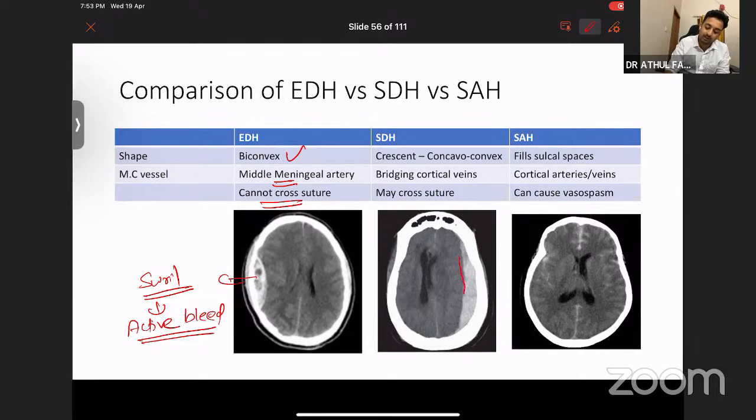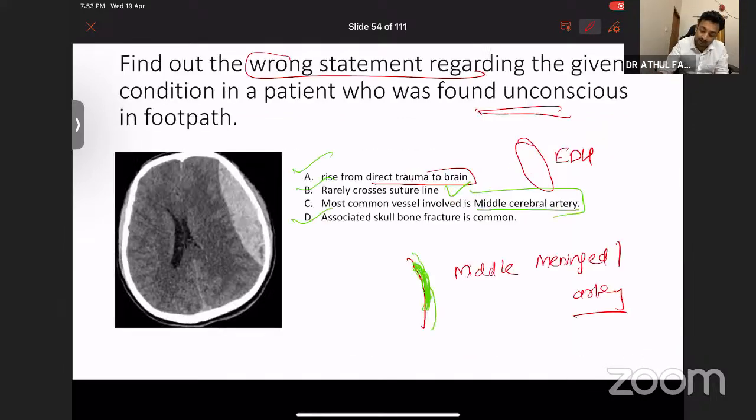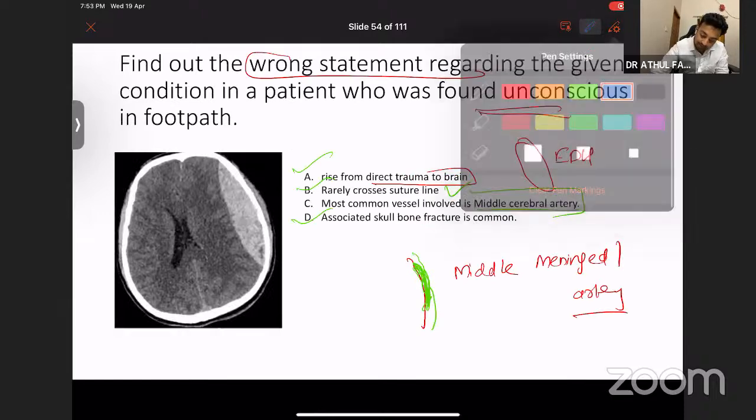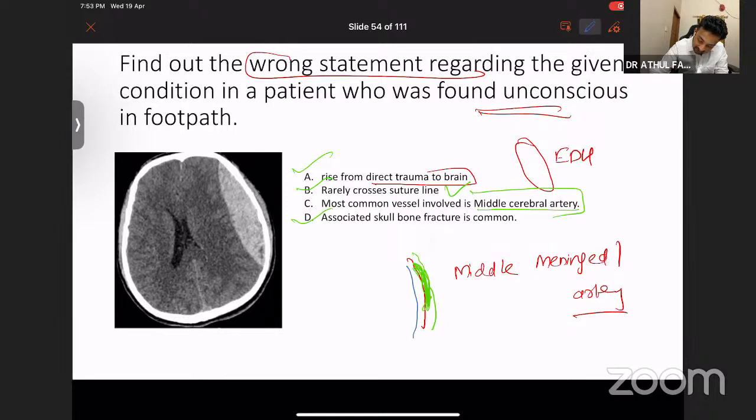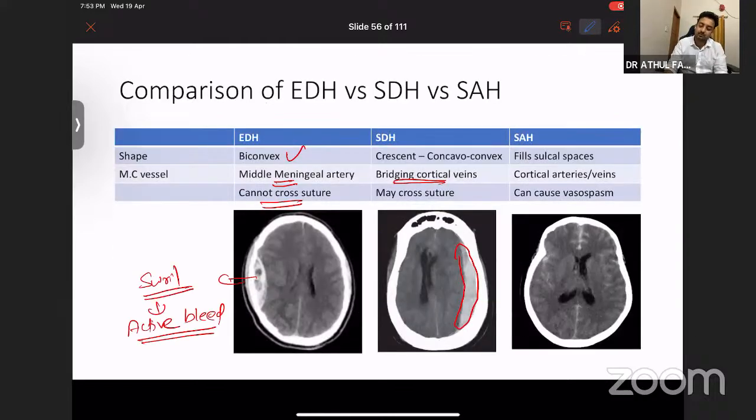SDH, we know, looks like a banana. It is concave or convex in shape. It is because of the tearing of bridging cortical veins. Since SDH is within the dura, it can go like this. It can go like this. Since it is within the dura, it can cross the suture lines.